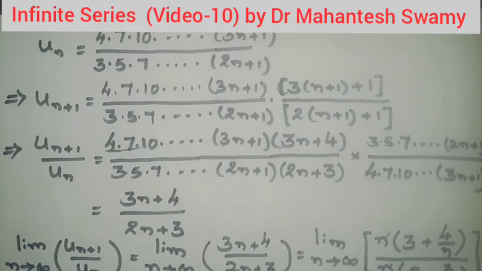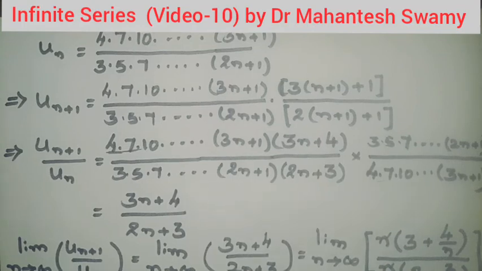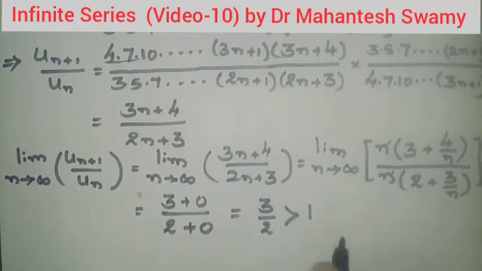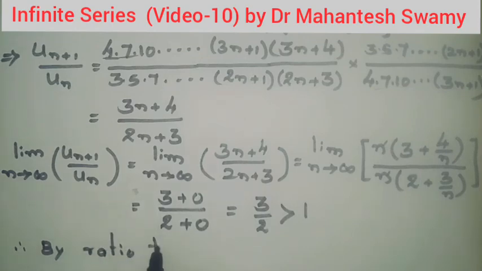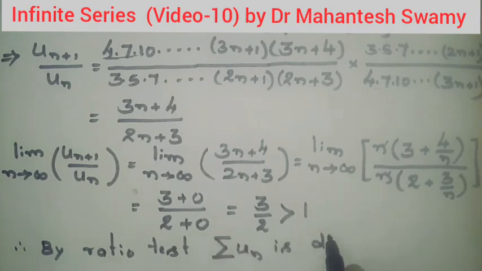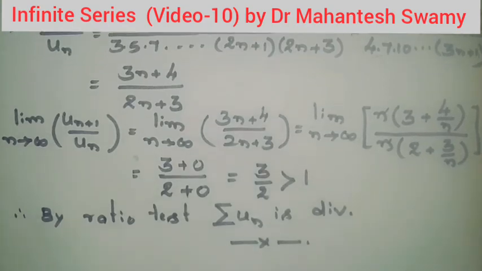Numerator is bigger, denominator is smaller. Of course, the answer is greater than 1. 3 by 2 is 1.5 of course. Therefore, it is greater than 1. Therefore, conclusion, by ratio test, the given series summation un is divergent. So this completes the solution of second problem. Thank you very much.